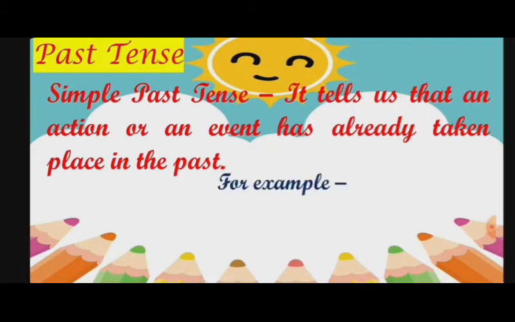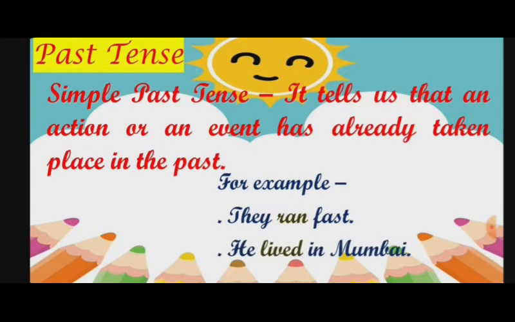For example, they ran fast. He lived in Mumbai. In these two sentences, ran and lived are the two verbs which have changed their forms from present tense to past tense and indicate that the action has already been done in the past.